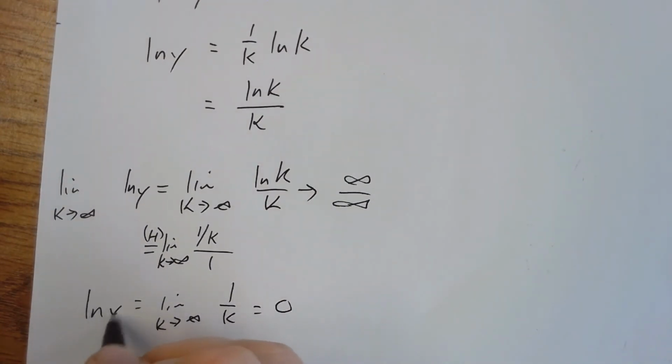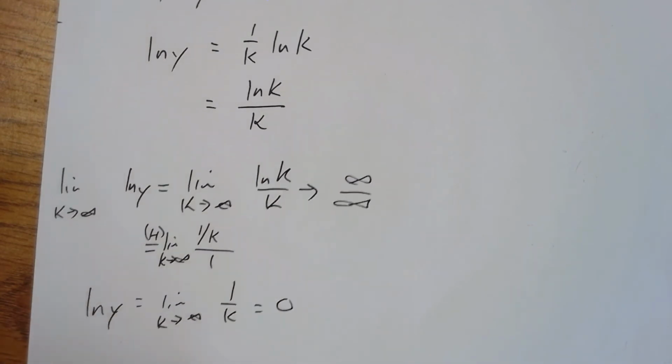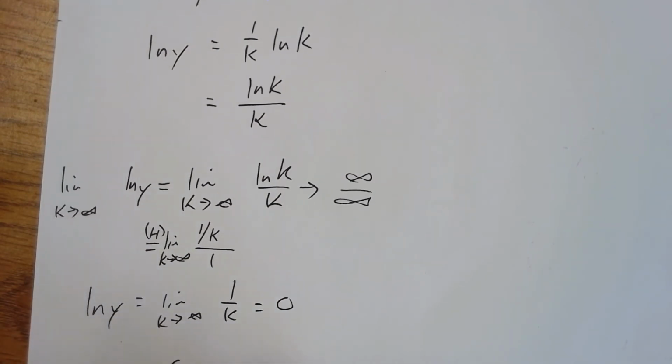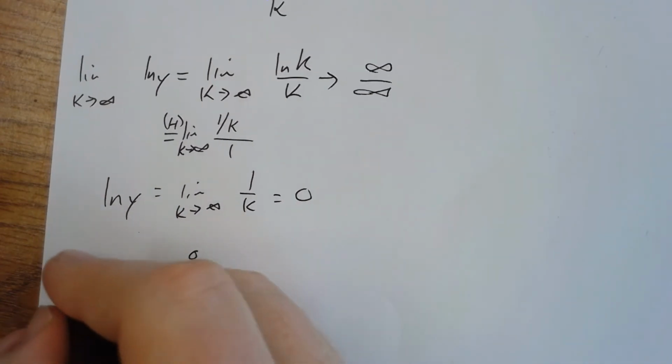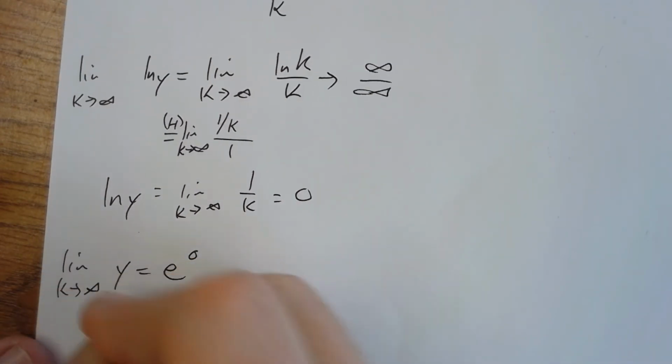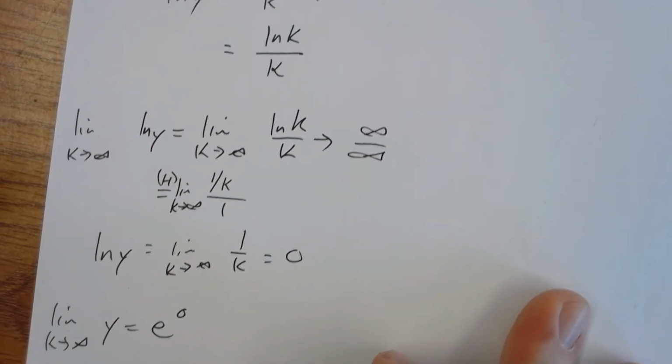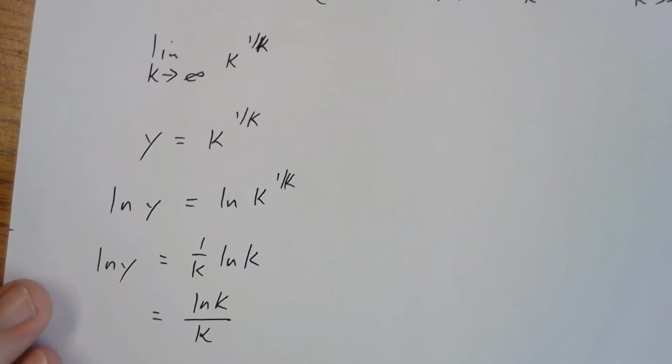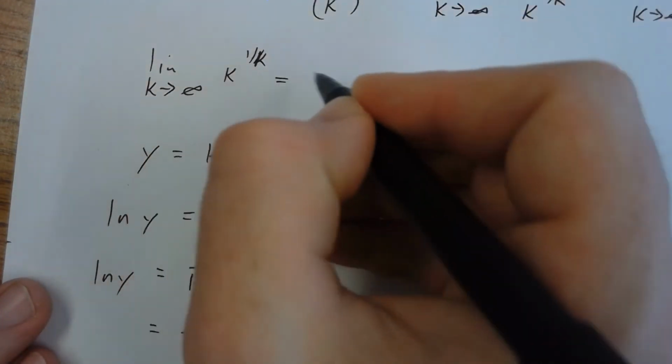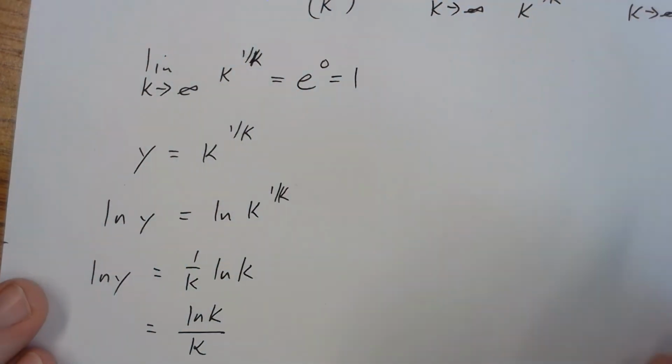So now I have the natural log of y inside of that limit equal to 0. That means y is equal to e to the 0. And if y is equal to e to the 0 within that limit as k goes to infinity, then I'm going to backtrack all of this work up to here. This thing is really equal to e to the power of 0, which is 1.